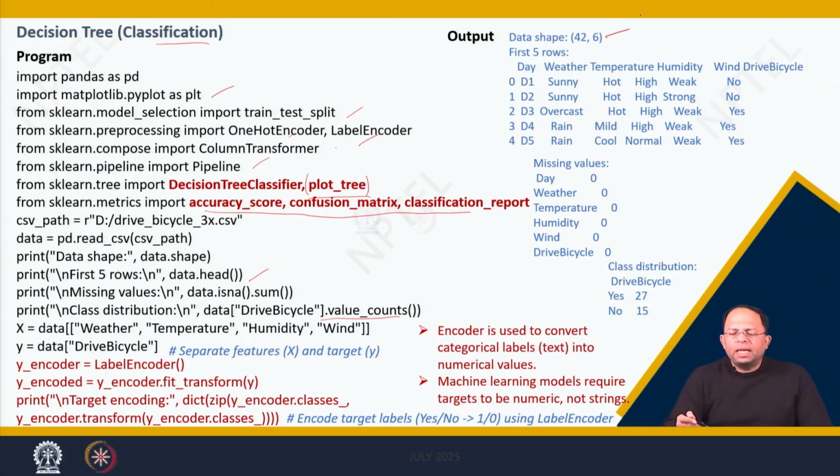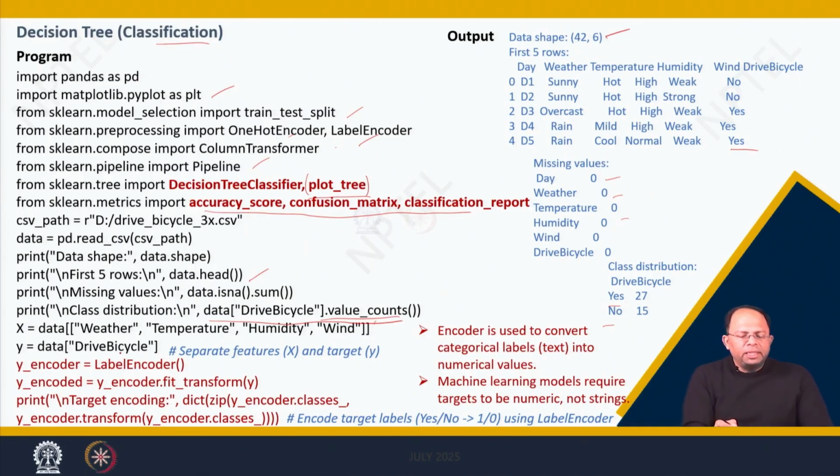So we are printing the data shape, and this is what is coming: 42 and 6. Then we are taking the first 5 rows, which is the data that we are getting over here. We are printing that. We are getting 0 values for missing values, so everything is there, and the class distribution is also given, that is, how many are yes and how many are no. That happens over here in the class distribution.